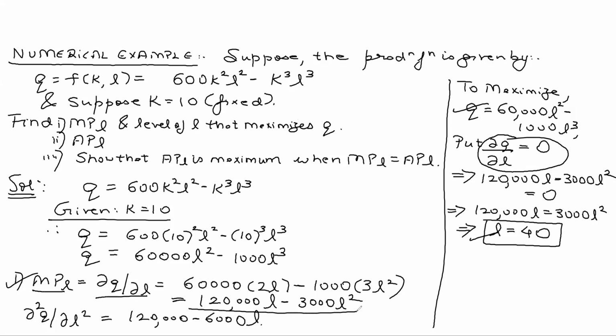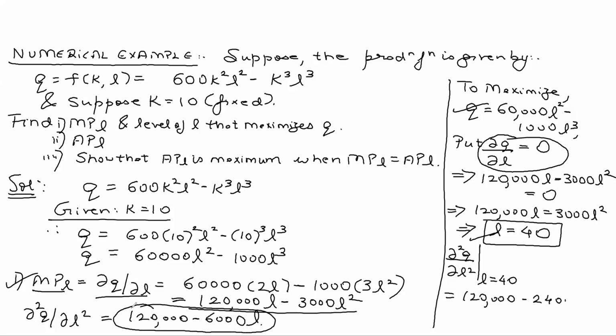And if you want to check the double derivative, del square Q by del L square at L equal to 40, that means in this expression, put L as 40. You get 120,000 minus 24 minus 240,000, which is minus 120,000, which is negative. If your double derivative is negative, all students have done maxima and minima before. In order to be a maxima, the double derivative should be negative. So you can clearly see del square Q by del L square is negative.